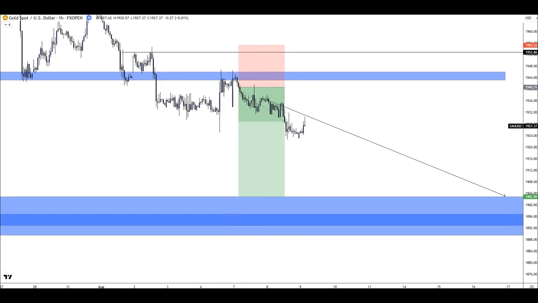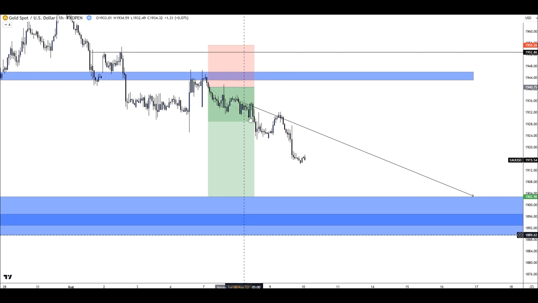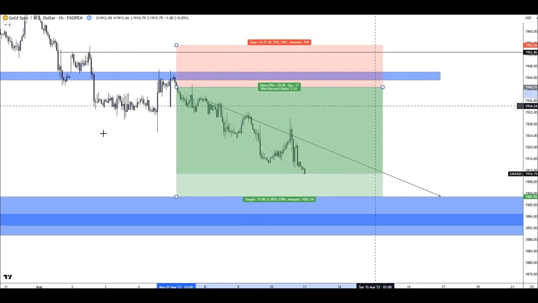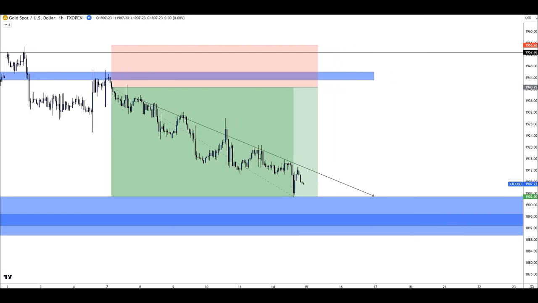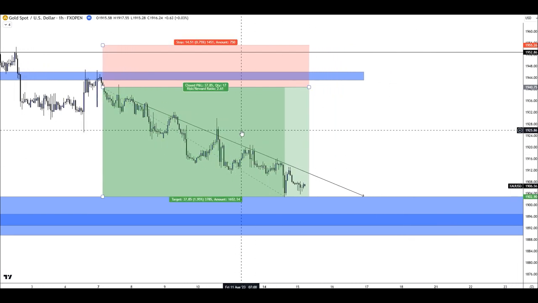Price is continuing to move. As long as your bias stays the same regarding shorts, yes, you are in this trade for potentially quite some time. But there you go, your target would have been hit.